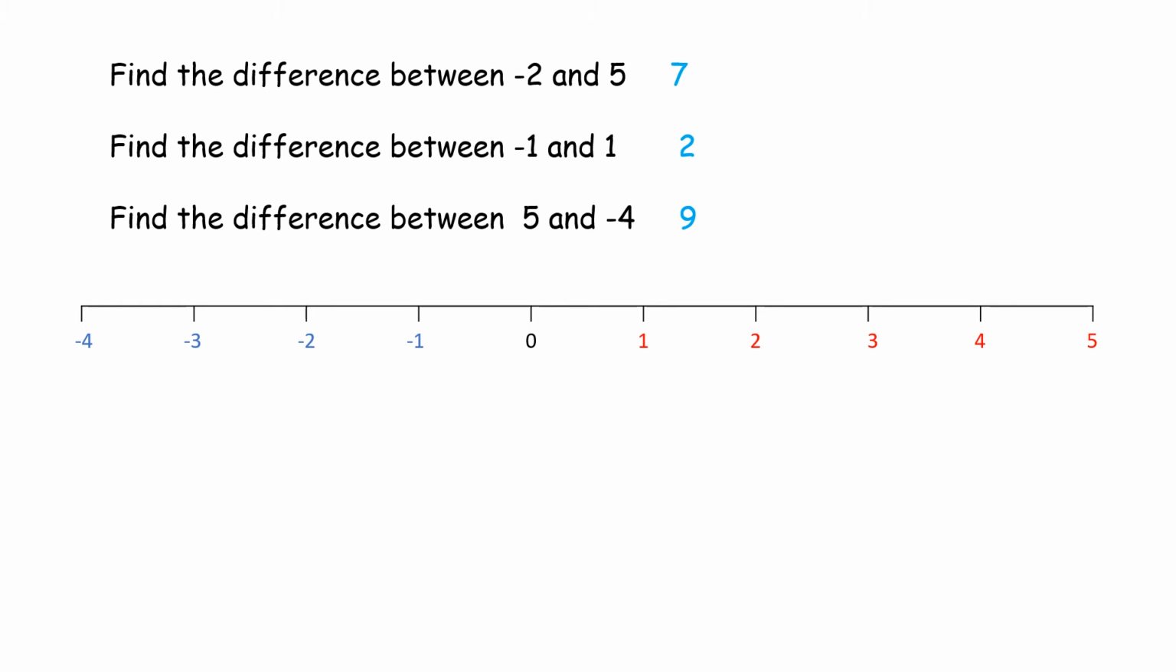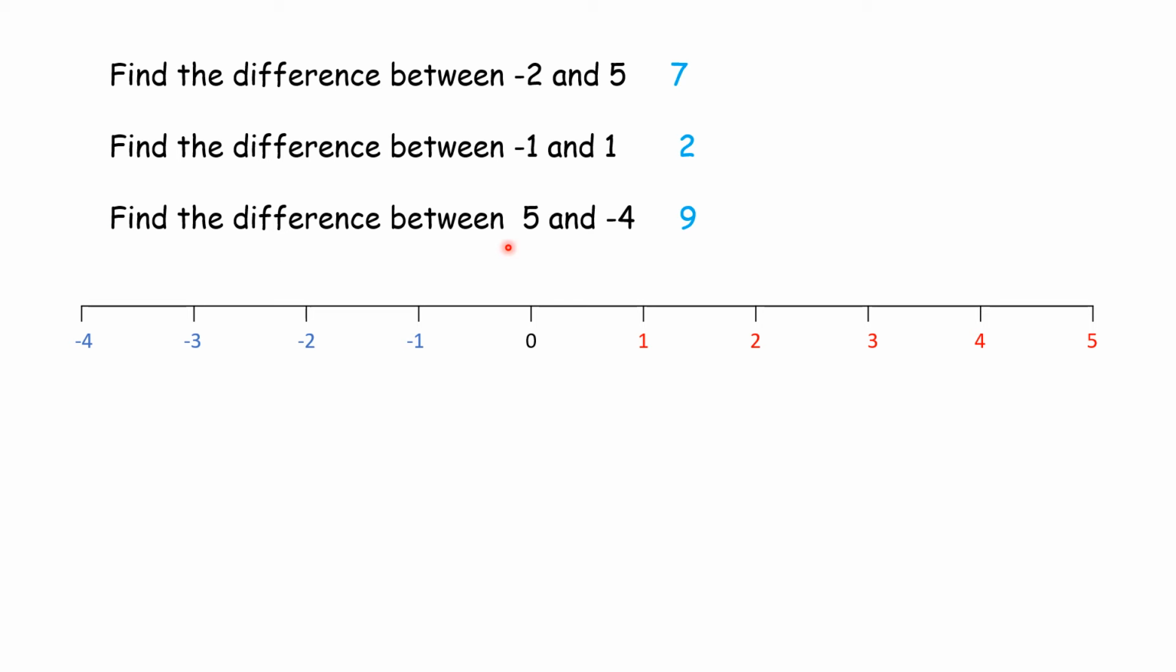So hopefully you managed to do that, and these are the answers you should have found. The difference between -2 and 5 is 7. -2 and 5, 1, 2, 3, 4, 5, 6, 7. The difference between -1 and 1 is 2. So from -1, 1 jump gets you to 0, 1 more jump gets you to 1.